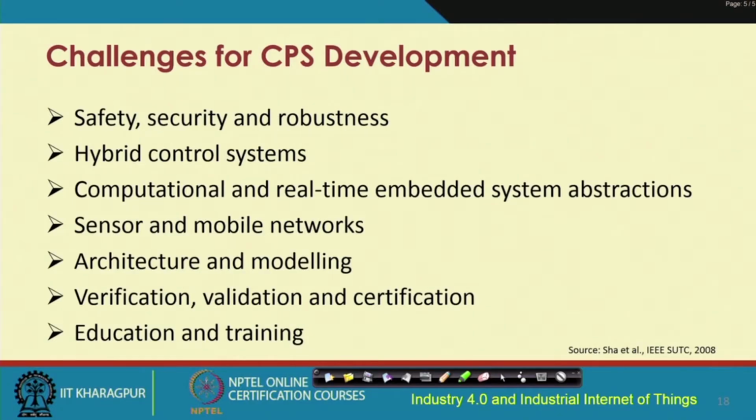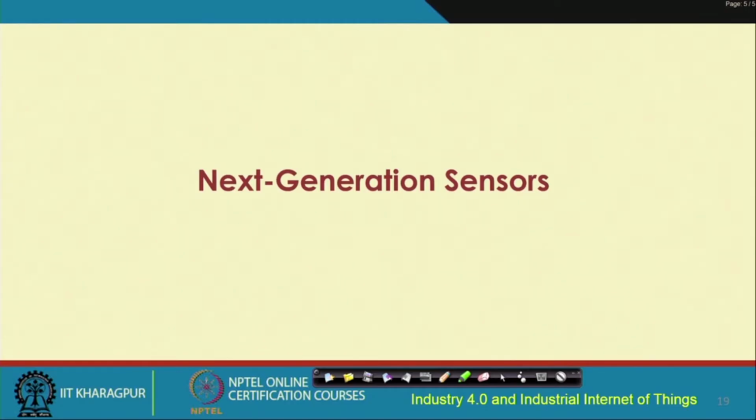So, there are different challenges of cyber physical system development, challenges with respect to safety, security, robustness, computational challenges, real time embedded system abstractions, sensing and mobility challenges, architecture and modeling, verification, validation and certification, and including education and training of these systems. These are all challenges of the deployment of CPS in the industries towards the compliance for Industry 4.0. The next little while we are going to discuss the next generation sensors that are going to be used.